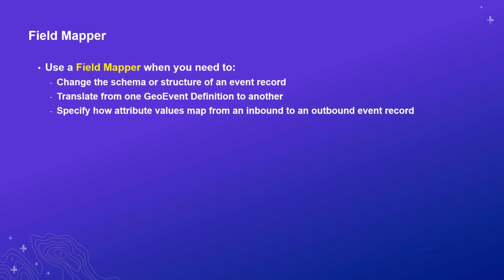A field mapper is another of the basic processors you will use early as you begin designing and publishing GeoEvent services. You'll want to use a field mapper when you want to change the schema or structure of an event record. The processor specifies how values from one schema or structure are mapped or copied into a different schema or structure.